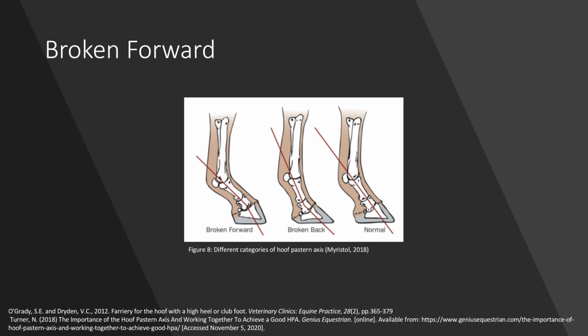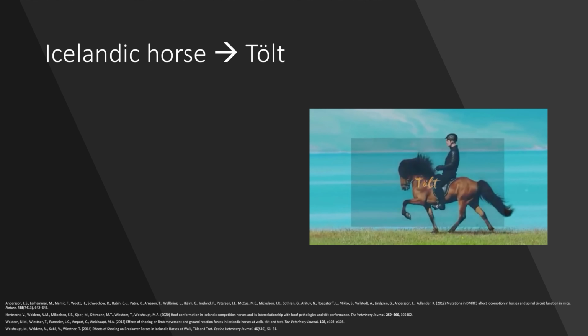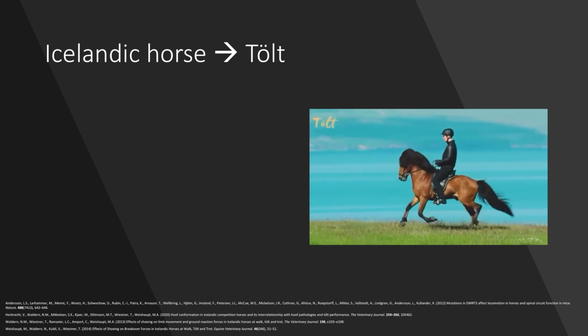A horse that has an upright foot and high heel is also known as broken forward, as shown in Figure 8. A hoof pattern axis of a horse that is broken forward can cause an excessive amount of concussion, causing issues within the joints of the forelimb, even up to the horse's elbow. An example of a breed of horse to have a high heel or broken forward is the Icelandic horse.